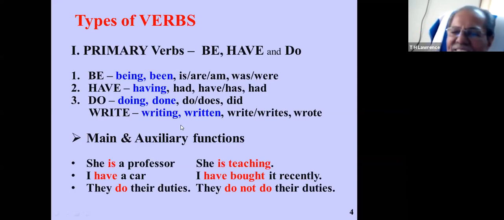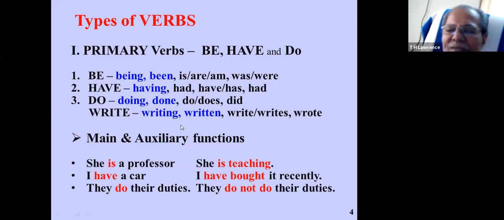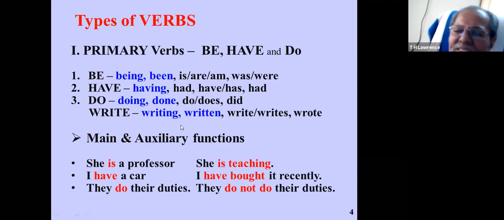So the first sentence has a main verb. You won't find any other verb or verbal component. And in the second you will find she is teaching. Is teaching is the verbal for which there are two components, is and teaching, in which is is a helping verb. It is not a main verb. So you have seen that the verb is, which is a form of be, can function as both main and auxiliary verb.